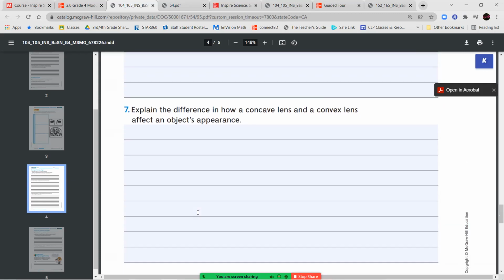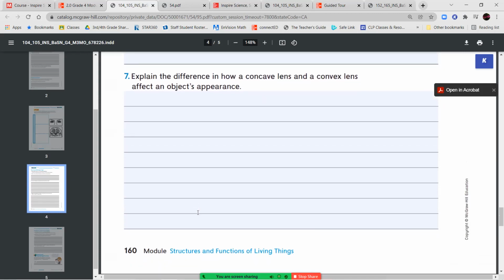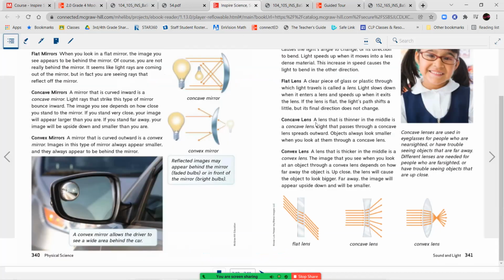And then explain the difference in how a concave lens and a convex lens affect an object's appearance. So all of that information is going to be right here in these two little paragraphs. It tells you the difference between them.